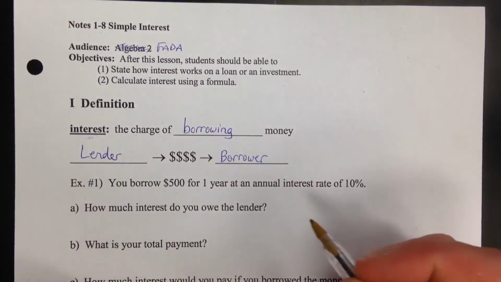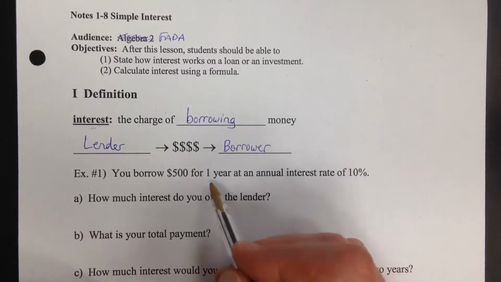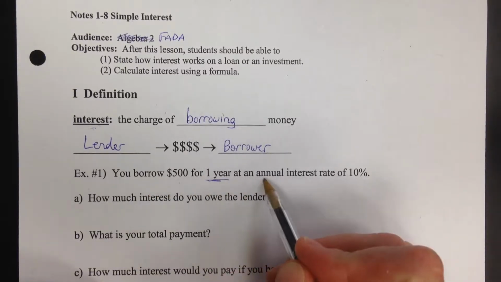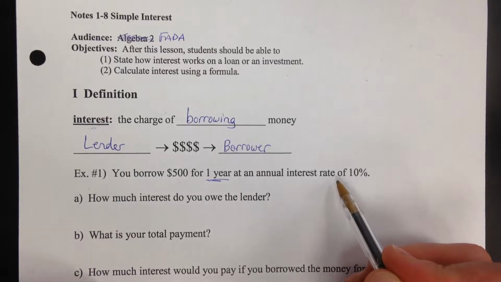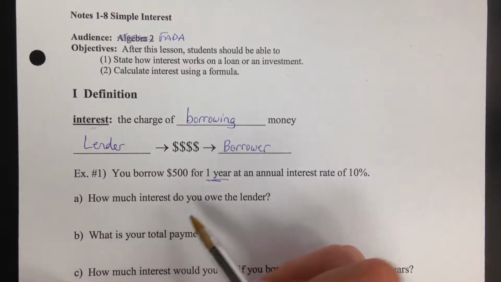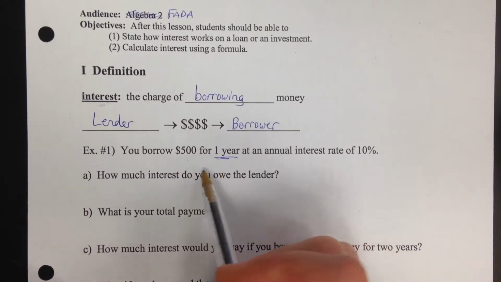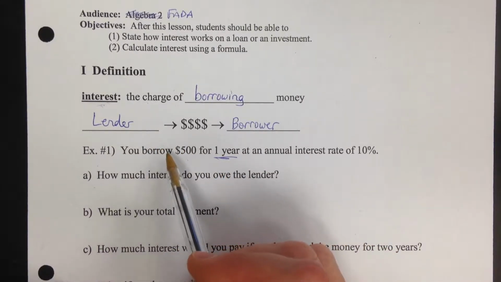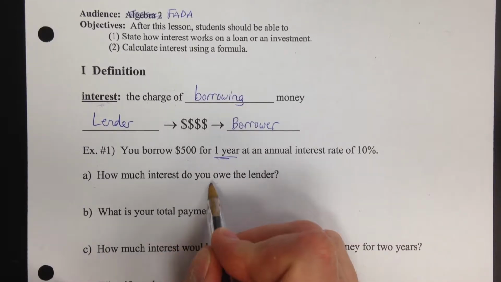So some examples here. Example number one, let's say that you borrow $500 for 1 year at an annual interest rate of 10%. So what that means is that you will pay 10% of this at the end of the year. That's how much extra you are going to owe. So part A, how much interest do you owe the lender? And this is called simple interest, by the way, where we just calculate it at the end of the year. So how much do we owe?